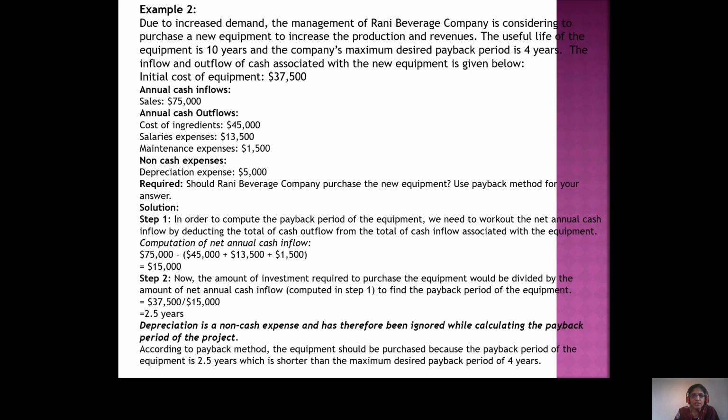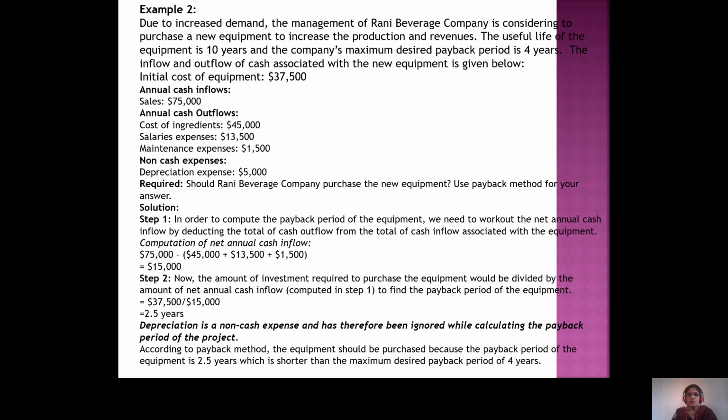Now the amount of investment required to purchase the equipment is divided by the net annual cash inflow. The investment is 37,500, so 37,500 divided by 15,000 is 2.5 years, but the given maximum is 4 years. According to the payback method, the equipment should be purchased because its payback period of 2.5 years is shorter than the maximum desired. It pays back below 4 years, so we accept this.